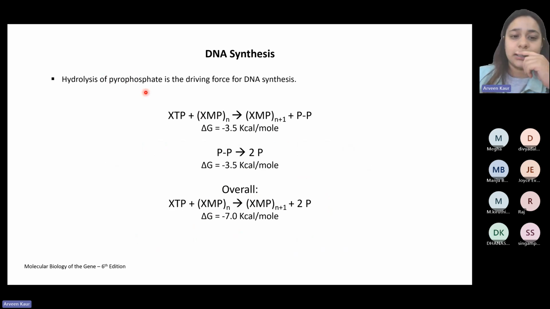Now, the hydrolysis of pyrophosphate is actually the driving force for DNA synthesis. Now, this could be one of the questions that is asked to you. What is the driving force for DNA synthesis? It is hydrolysis of this pyrophosphate, right?